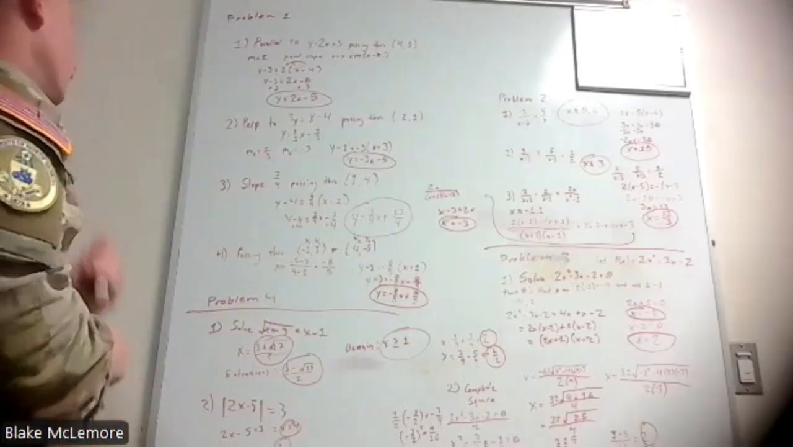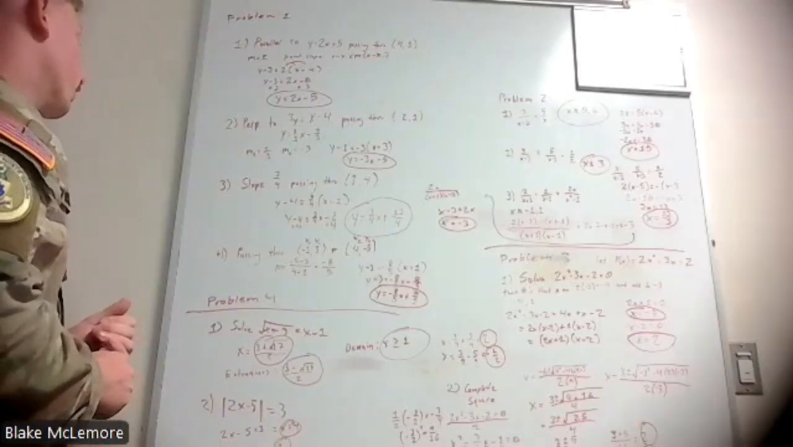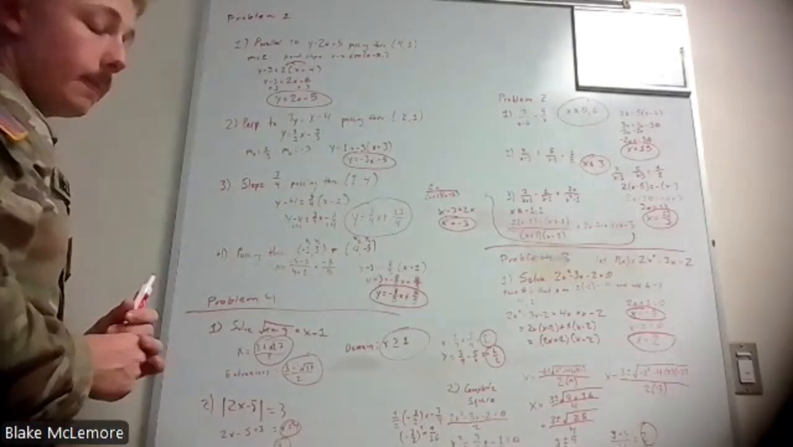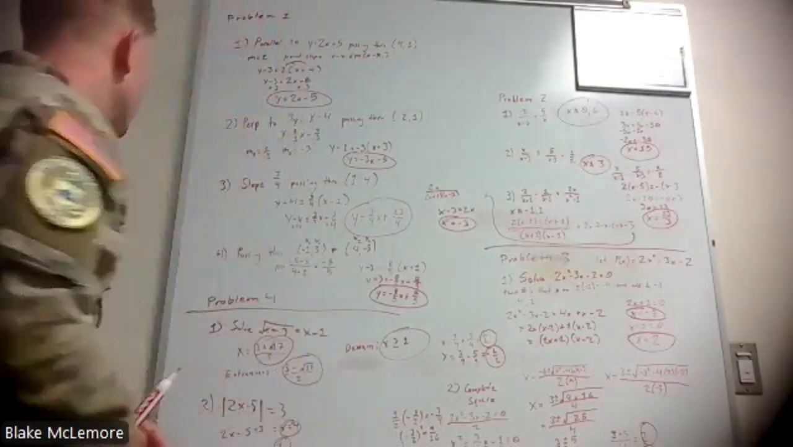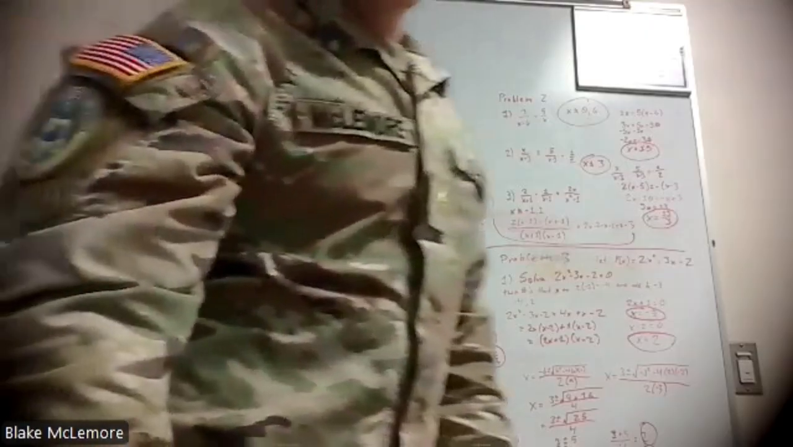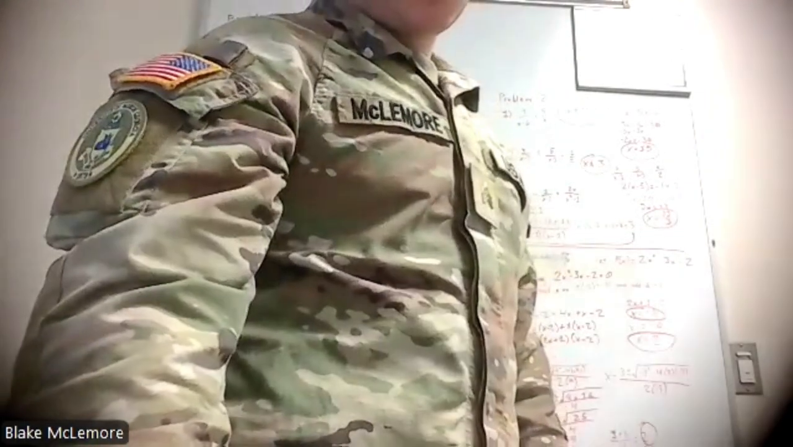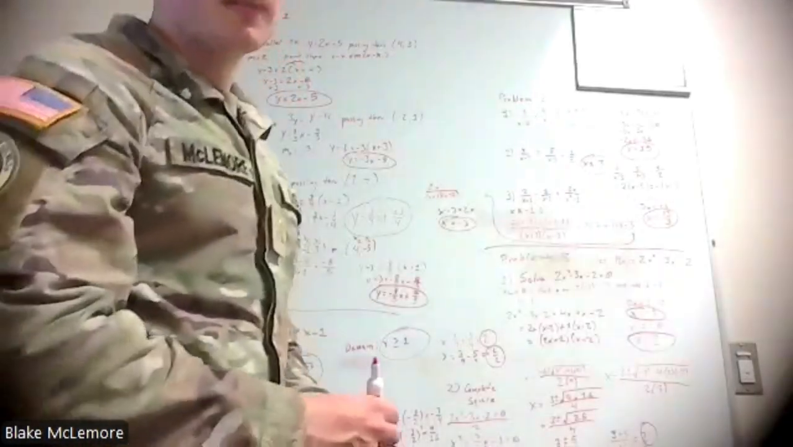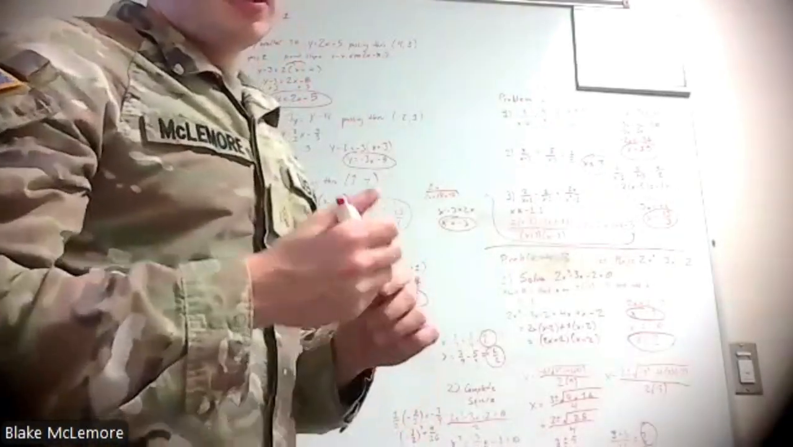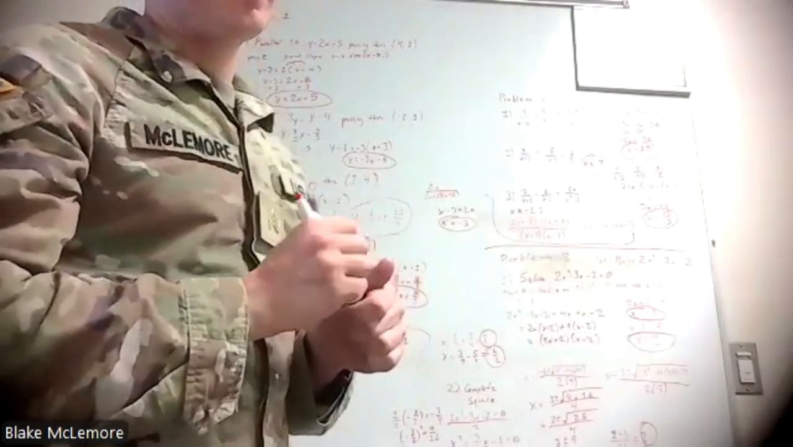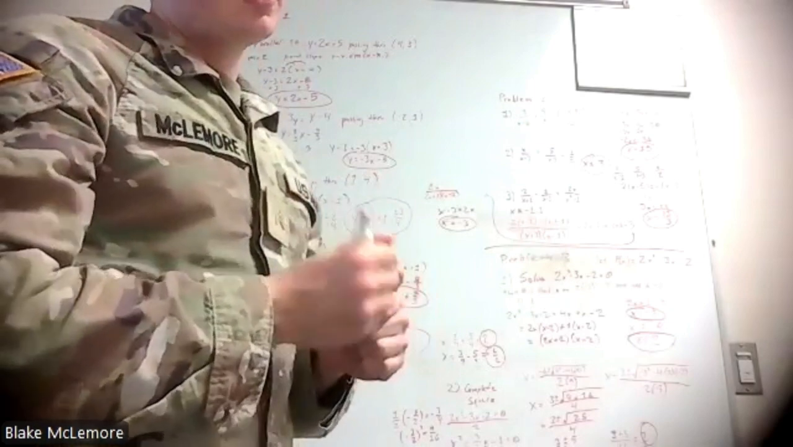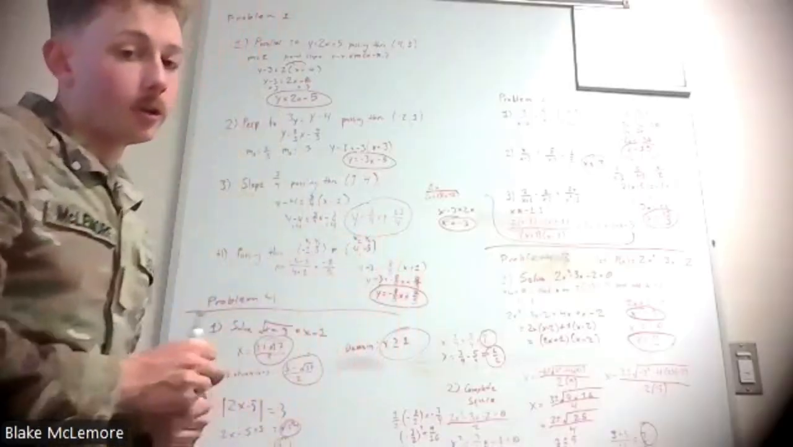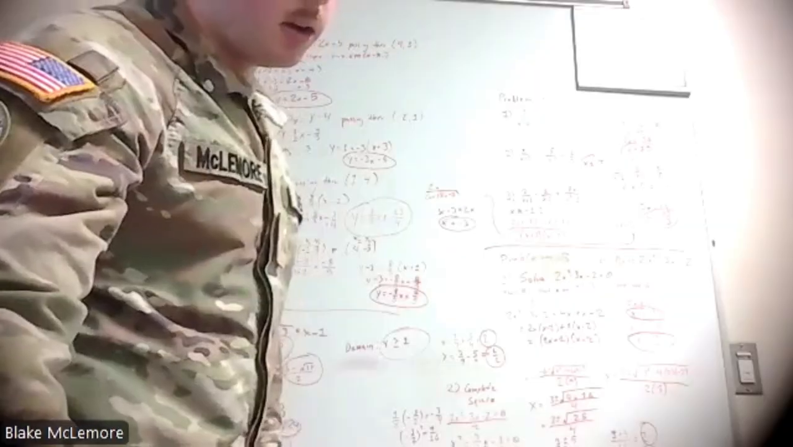Problem 4. Solve square root of x plus 3 equals x minus 1. I ran out of room, so I couldn't put all the work there. So what you do is you have to find the domain before squaring. The domain is x is greater than or equal to 1. So excuse that. Now you do the stuff.